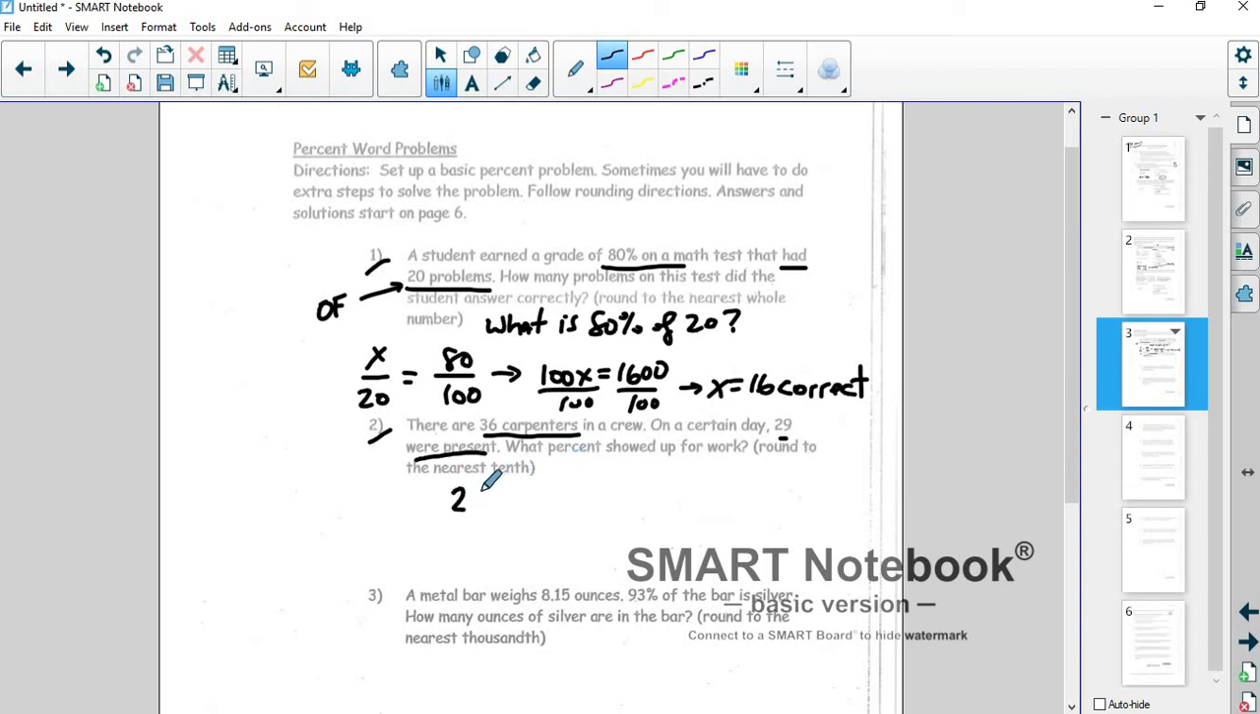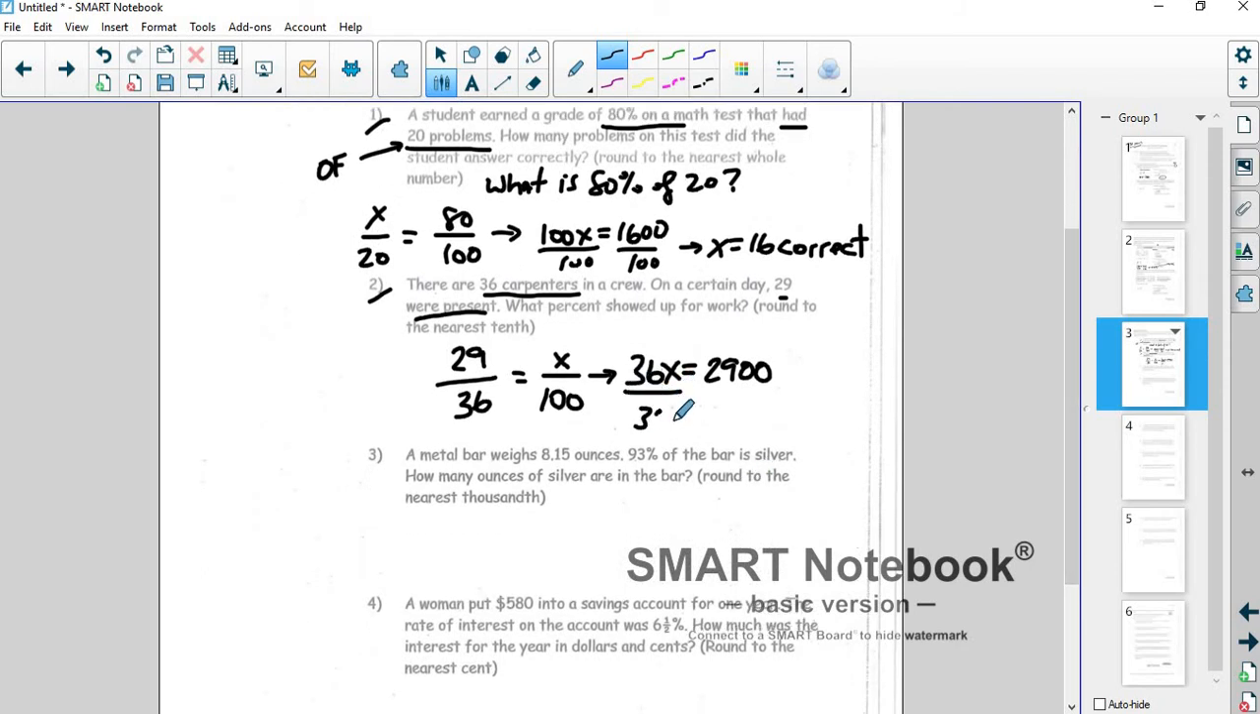So this is going to have to be 29 is out of 36. Another way to think of is out of. There are 29 people there working today out of a total of 36. Maybe somebody was sick, maybe somebody called in, maybe they didn't need everybody, who knows. But 29 out of 36 is what percent out of 100? Cross multiply, you get 36x equals 2,900.